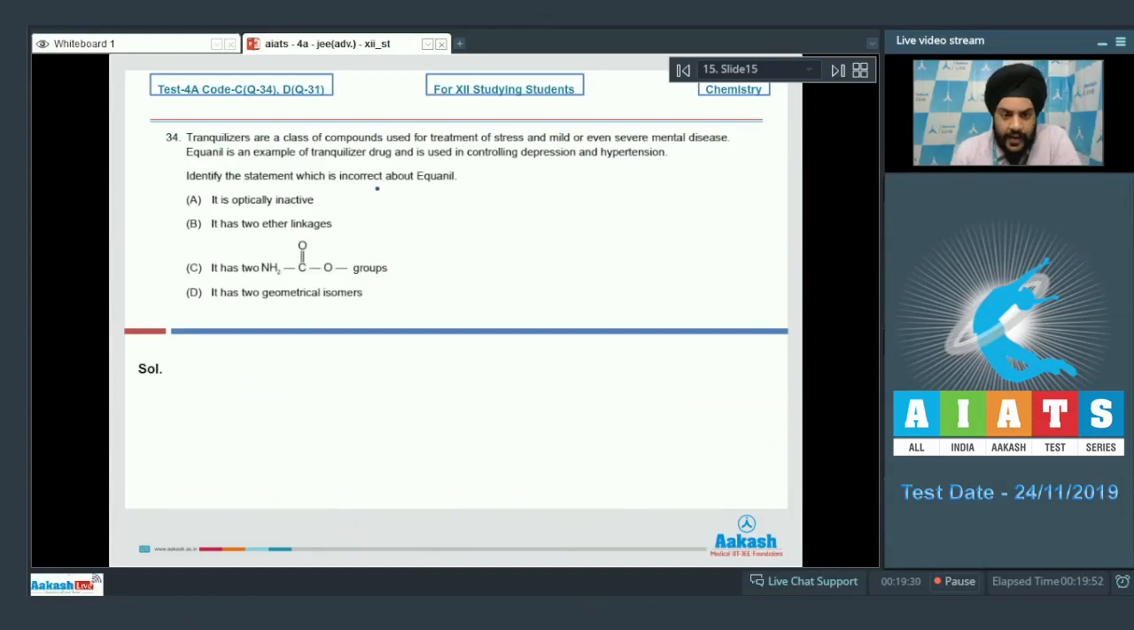Question number 34. Tranquilizers are a class of compounds used for treatment of stress and mild or even severe mental disease. Equanil is an example of a tranquilizer drug and is used in controlling depression and hypertension. Identify the statement which is incorrect about Equanil. Okay. So students, if we talk about this Equanil, we have the structure of Equanil as this.